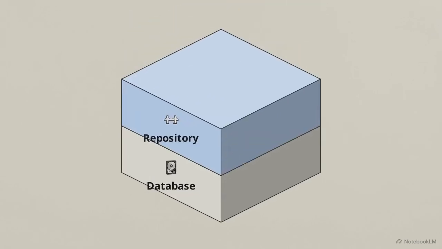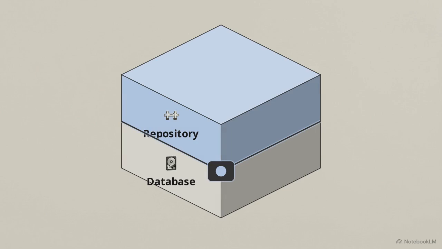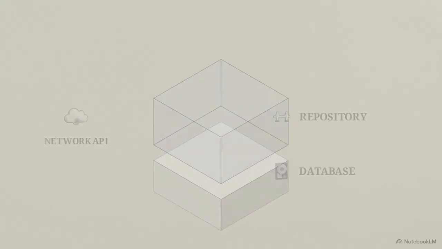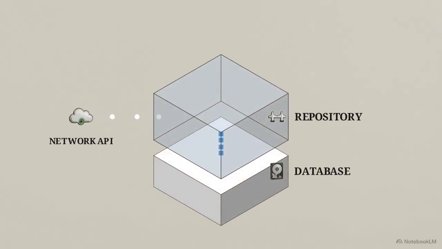To shield the application from these direct data connections, we add a buffer layer. This is the repository. It acts as the mediator and the single source of truth for all application data. It abstracts away the origin of information. When the app needs data, it decides whether to fetch locally from the database or externally from a network API, merging the result into one clean output.